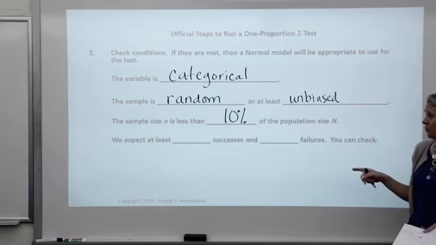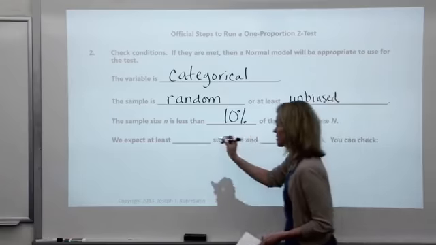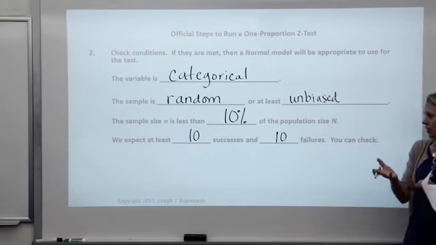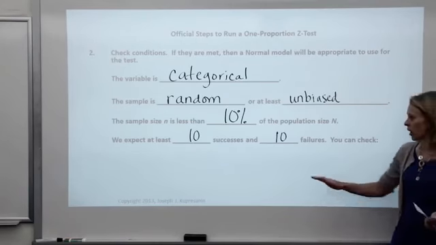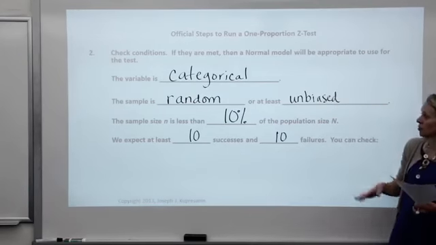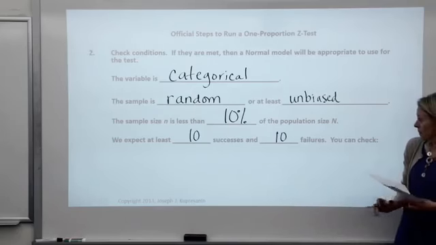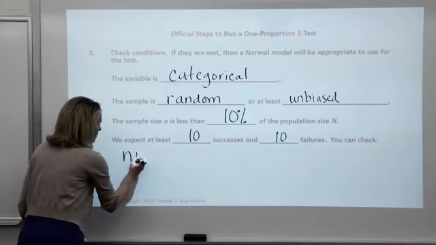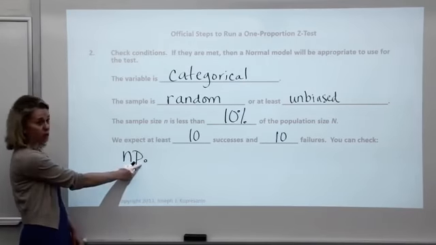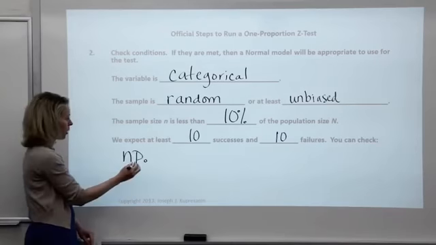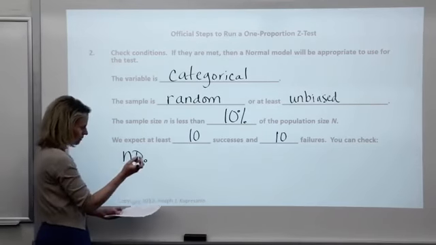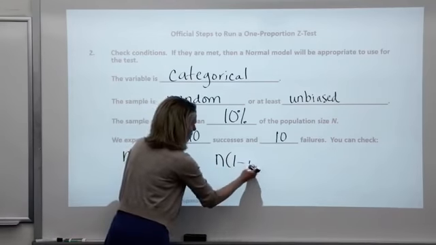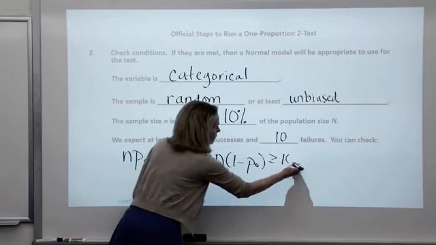And then we have that success-failure condition. We want to be expecting at least 10 successes and at least 10 failures. So if we're looking at a sample of Cecil students and it's a smoking problem, at least 10 smokers, at least 10 non-smokers. How we can check that, if you take your sample size and multiply by that hypothesized proportion, that p sub 0 from your null hypothesis, that should be at least 10. And then for the failures, n times 1 minus p sub 0 should be at least 10.